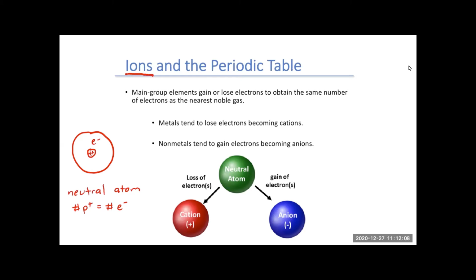Our main group elements tend to gain or lose electrons to obtain the same number of electrons as the nearest noble gas. One way we can tell whether it's going to gain or lose an electron is to think about the type of atom it is. If it's a metal, our metals tend to lose electrons. So our metals tend to form cations. So this side here would most likely be our metals. And then our nonmetals tend to gain electrons. So our nonmetals tend to form anions.